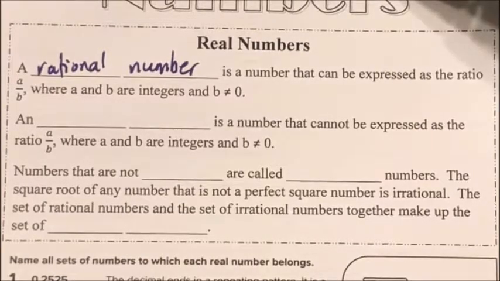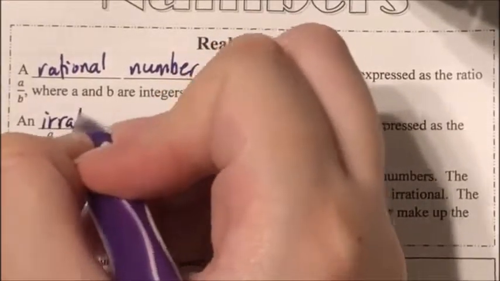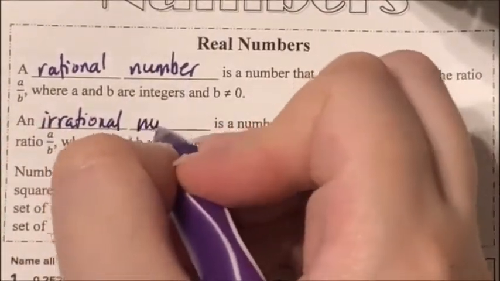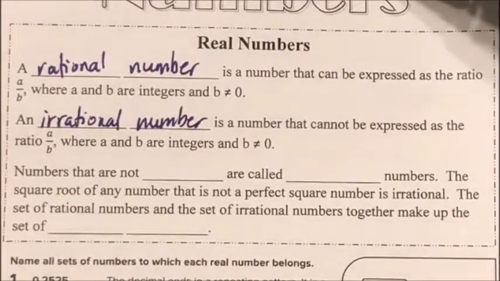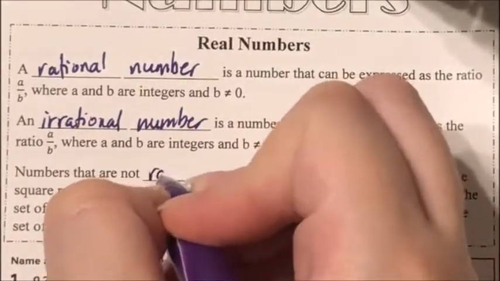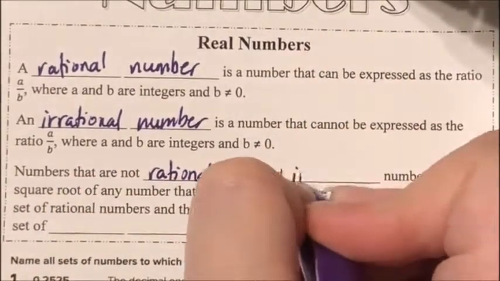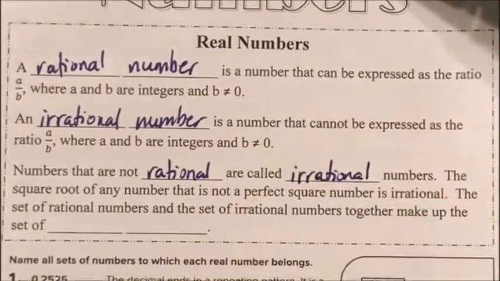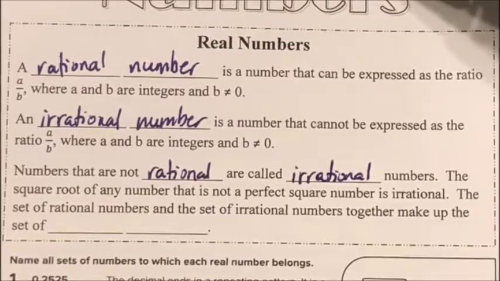The next one I have is an irrational number. An irrational number is a number that cannot be expressed as the ratio A over B, where A and B are integers and B cannot be 0. Pi is a great example of an irrational number. Numbers that are not rational are called irrational numbers. The square root of any number that is not a perfect square is irrational. So the square root of 2 is irrational because it's 1.41 and it goes on forever.